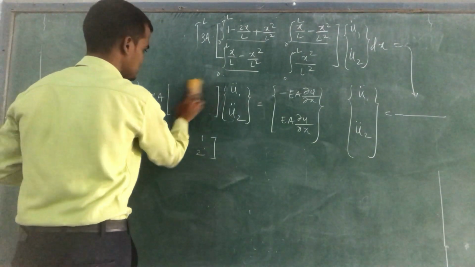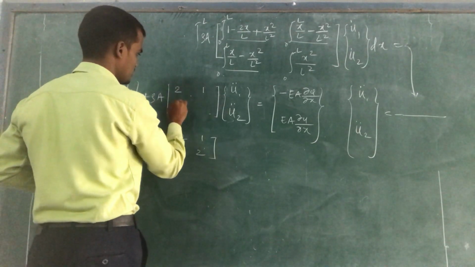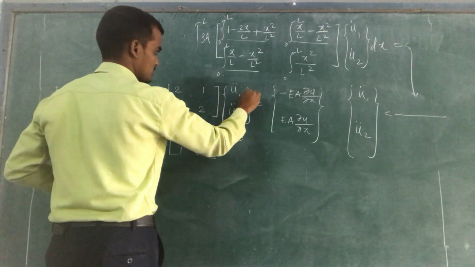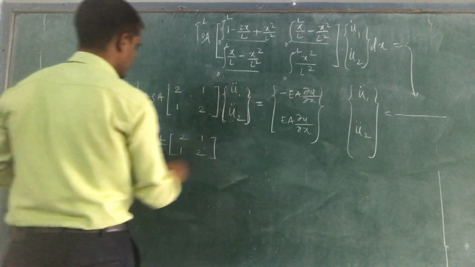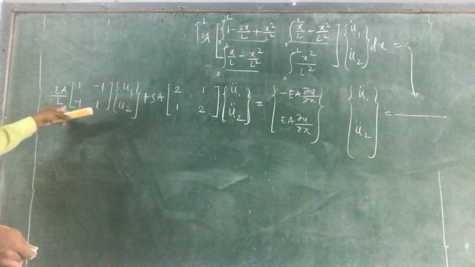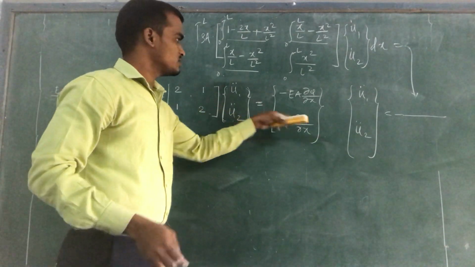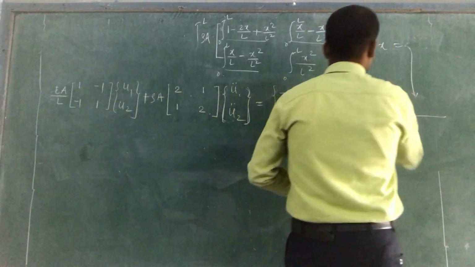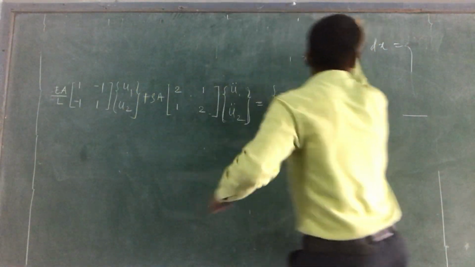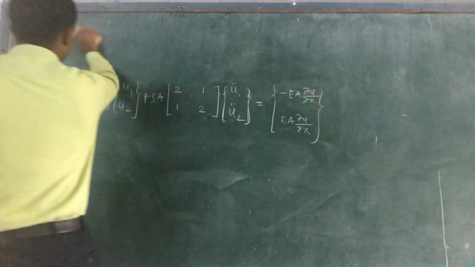So in this way, finally we will get this matrix as rho into A, 2, 1, 1, 2 into U1 double dot, U2 double dot, plus EA into A by L into this matrix into U1, U2, is equal to this matrix. So finally, this is the final derivation, the final equation of the free vibration of this rod.